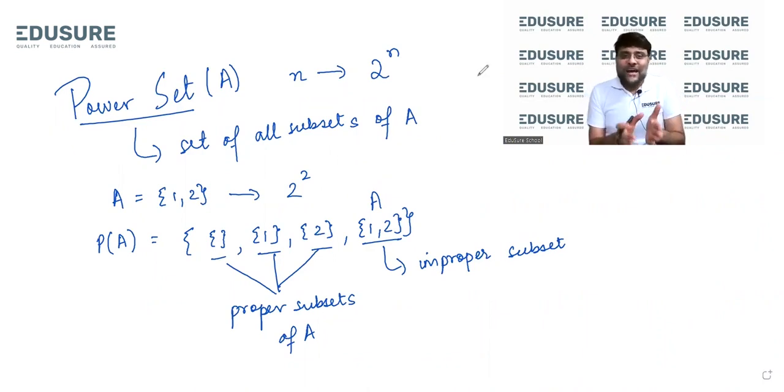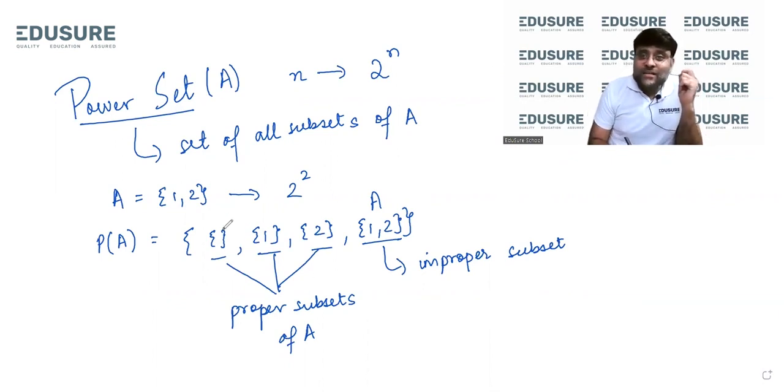So the power set is the set of all subsets of A. How many elements are there in the power set? It's 2 to the power n, right? If A contains two elements, the power set will contain 2 squared elements. What are the 2 squared elements? These are the 2 squared, or four, elements: null set, {1}, {2}, {1, 2}.